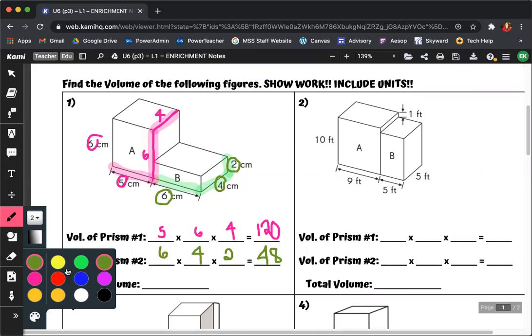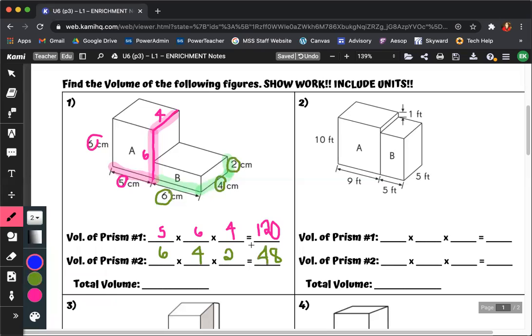And then when we're doing the total volume, we're just adding these 2 together. 120 plus 48 is 168. Our units are centimeters cubed.